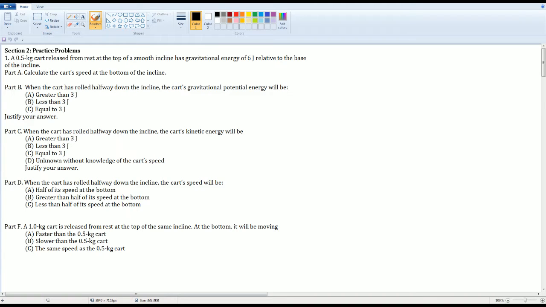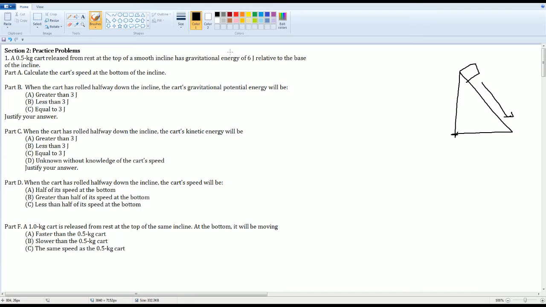All right, so let's see. This is section 2 of the energy test review solutions. A 0.5 kilogram cart released from rest on a smooth incline has a gravitational energy of 6 joules relative to its base of the incline. Calculate the speed at the bottom of the incline. Oh, that's easy. If you want to see the picture of this, it should look something like this.